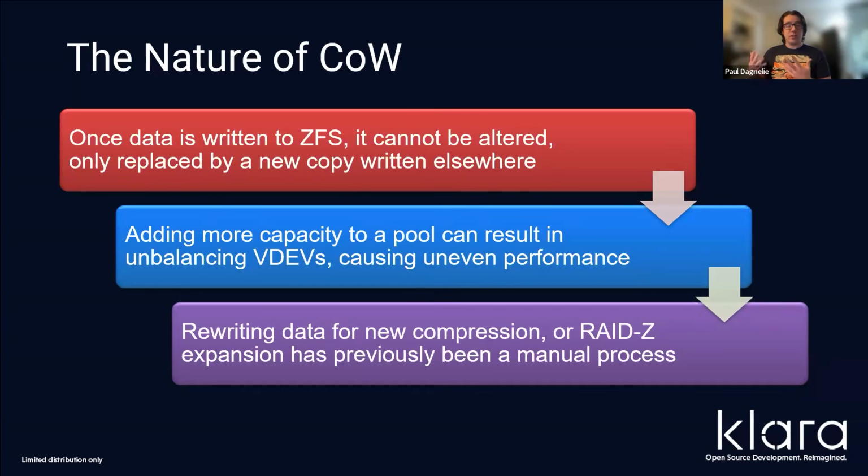Rewriting your data to take advantage of things like new compression algorithms, or to use a new record size to take better advantage of RAID-Z expansion or other things like that, had previously been a manual process. You had to take the file, move it to a new dataset with this new property set up, and do all of that by hand, or hack together a script yourself to do it, which was not a great state of affairs for users.